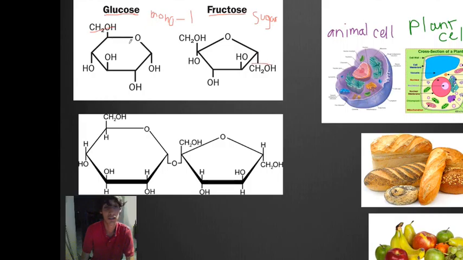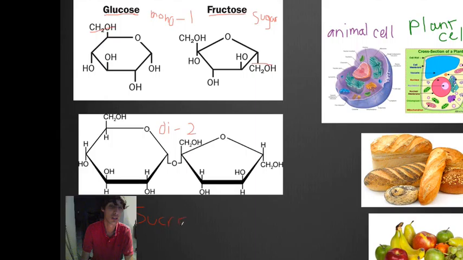As you can see, they have the same number of carbons, hydrogens, and oxygens. They're just arranged differently. That's why structure is so important for life, because structure can change the function of a molecule just by changing the structure. Over here we have a disaccharide. Di means two, and this is the combination of glucose and fructose, and this makes sucrose.